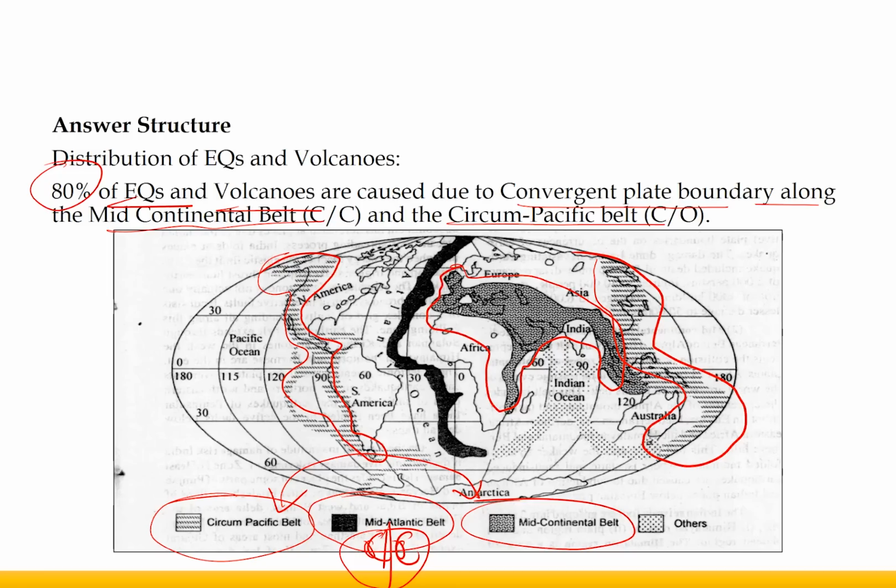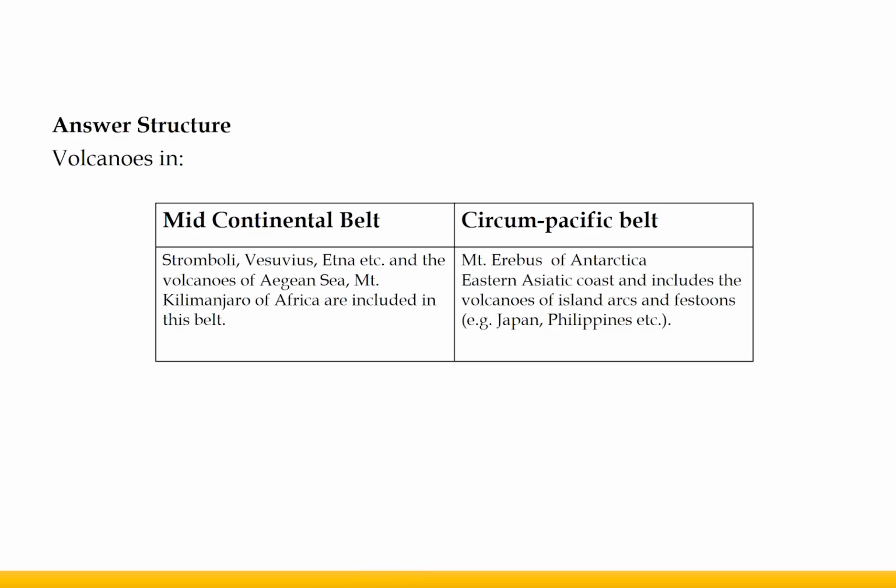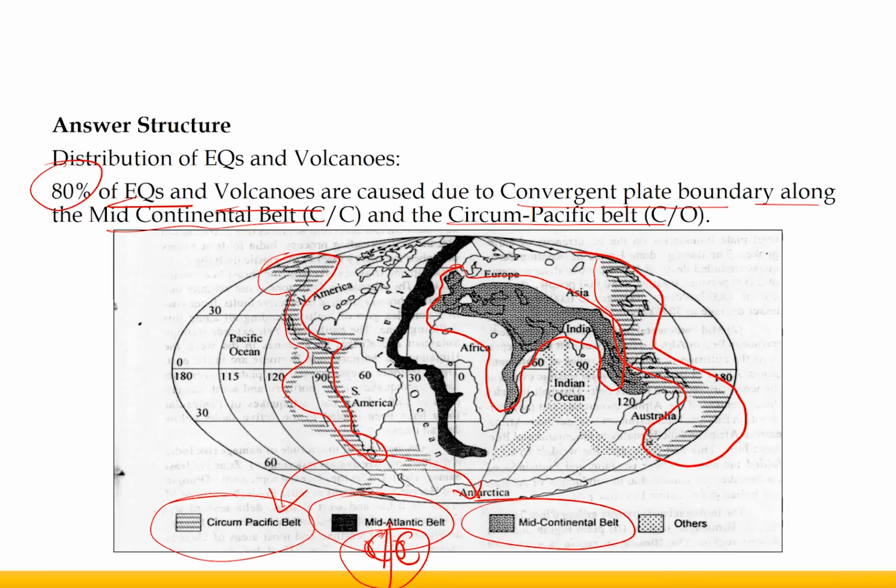This diagram is not very necessary over here because this will take up too much of your time. But what you have to write is, I'll just tell you. First of all, you write global distribution of fold mountains, and then write this point: 80% of earthquakes and volcanoes are caused due to convergent plate boundary along these two belts. All right. Then you can talk about. You can also write about how the Circum-Pacific belt is known as Ring of Fire because of the earthquakes surrounding it.